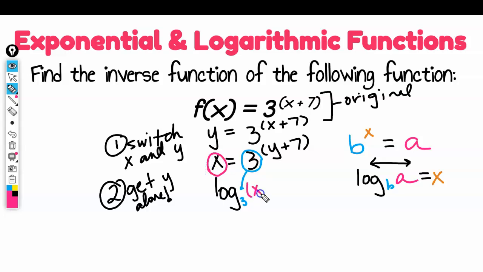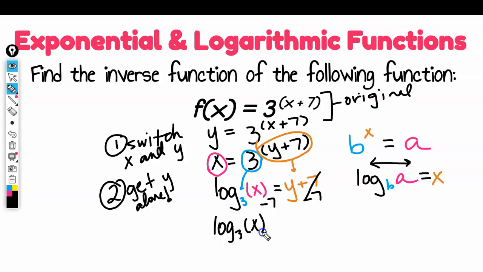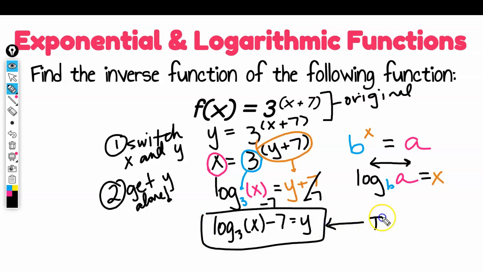I'm going to put it in parentheses, and then that equals whatever my exponent was. My exponent is here. That is y plus 7. Now y is still not alone here. It still has a plus 7 next to it, so I'm going to get rid of that plus 7 by subtracting 7 on both sides. And that minus 7 stays outside of the parentheses at the end. And this is my function. So this is my inverse.